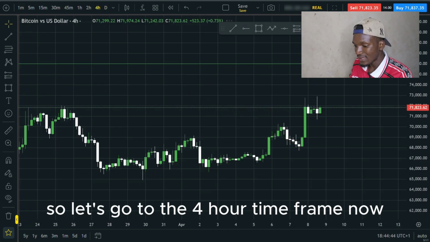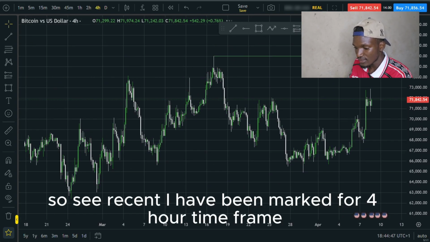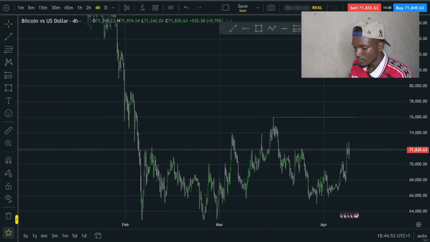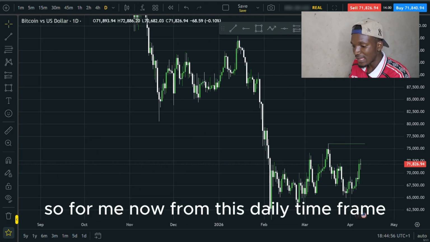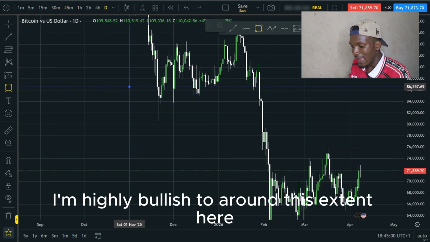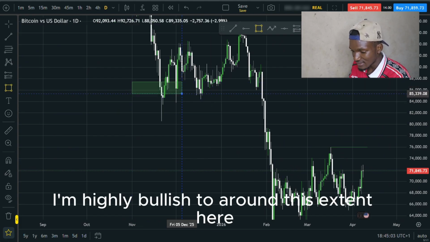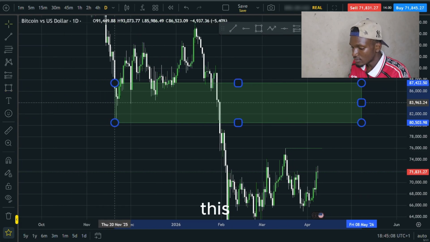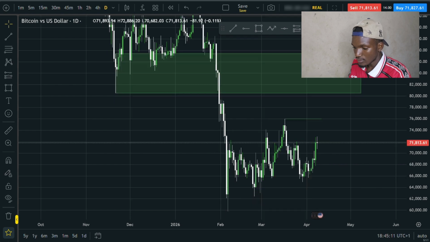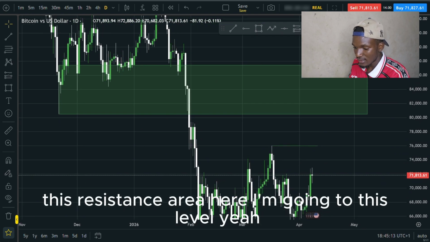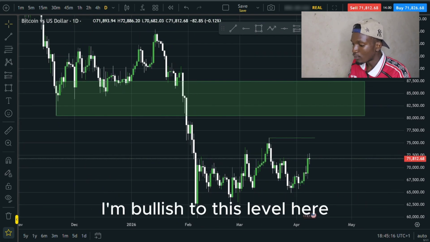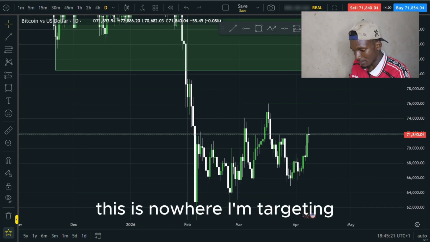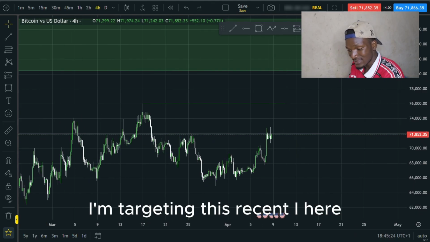So let's go to the 4-hour time frame now. See, the recent high has been marked from the 4-hour time frame. From this daily time frame, I'm highly bullish to around this extent here, this resistance area. I'm bullish to this resistance level here, but this is not where I'm targeting. I'm targeting this recent high here.